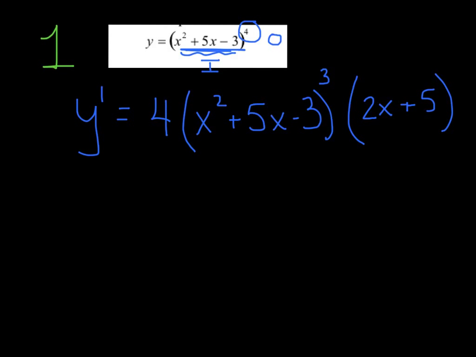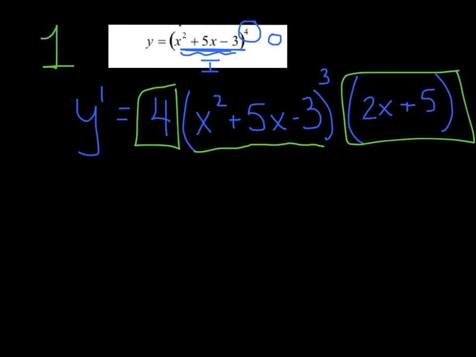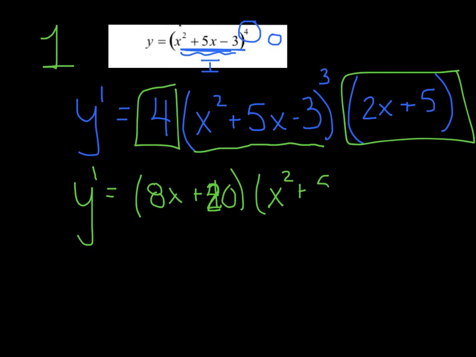Now, my last goal is to clean it up and just ask myself, what can actually get multiplied together? Because this is to the third power, I can't multiply it by anything. But I can multiply the 4 and this term together. So I'm going to say my y prime is, let's say, 8x plus 20, times x squared plus 5x minus 3 cubed. So again, I can't multiply anything by this term because this is raised to the third power. And that's all I'm left with, and I'm done.